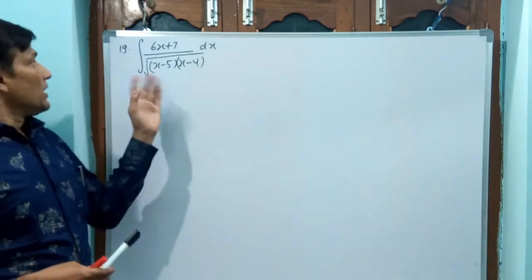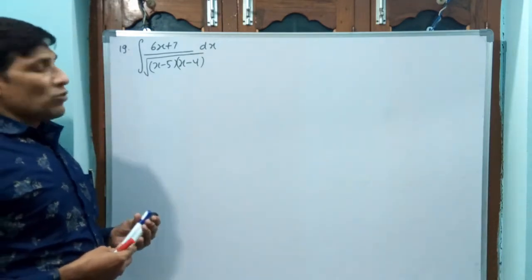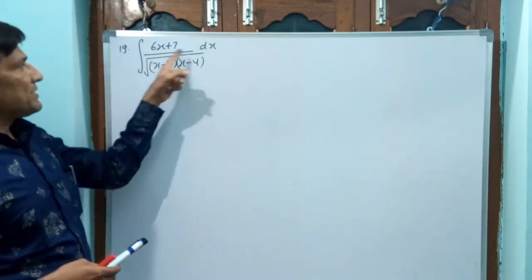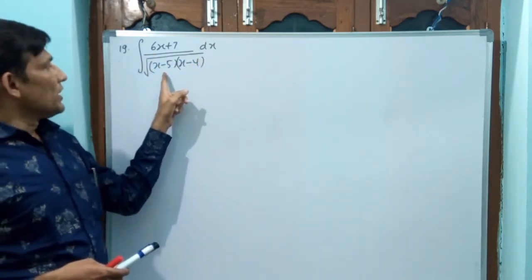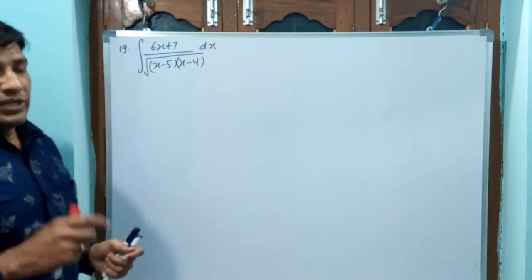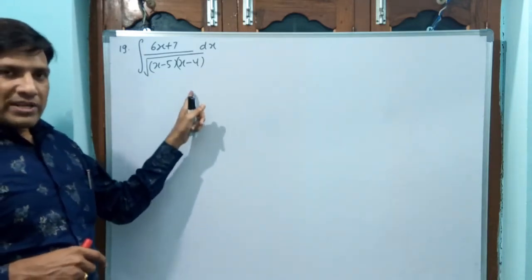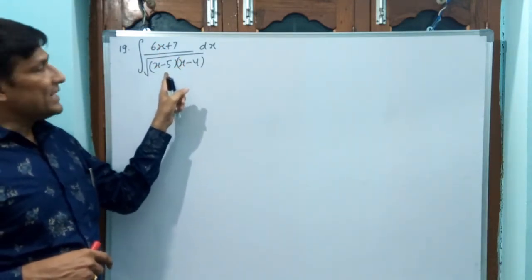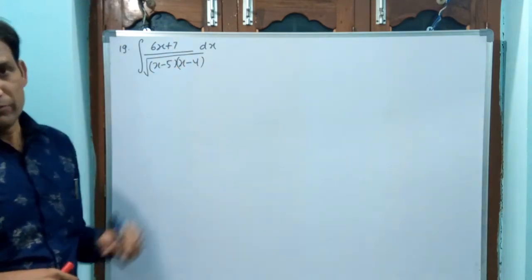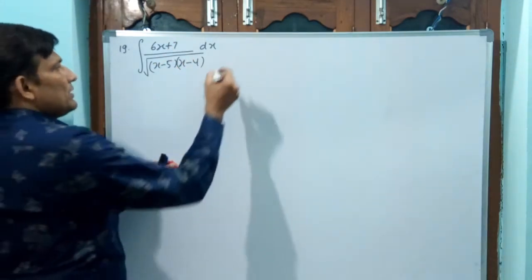Okay. Let us see question number 19. The integral of (6x + 7) dx by square root of (x - 5)(x - 4). Until you make it a quadratic equation, you cannot know whether t dt will come directly or not. Okay, let us see. See what I am doing.